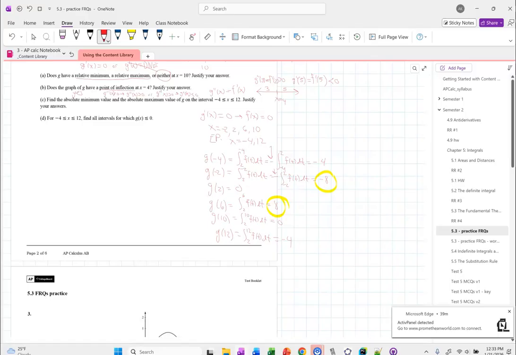Who can tell me the intervals from -4 to 12 where g of x is negative? -4 to 2. Yes. And then from 10 to 12. Yes.